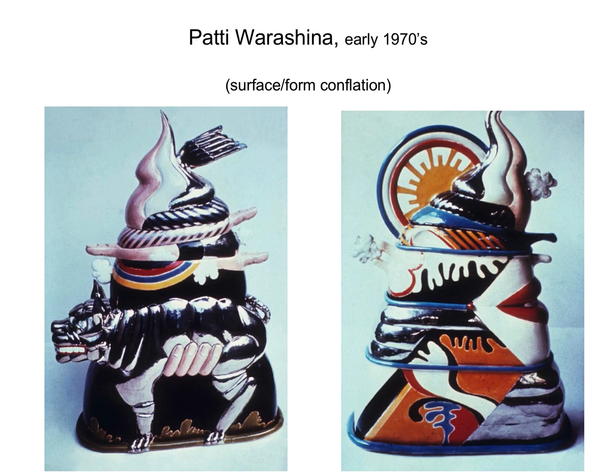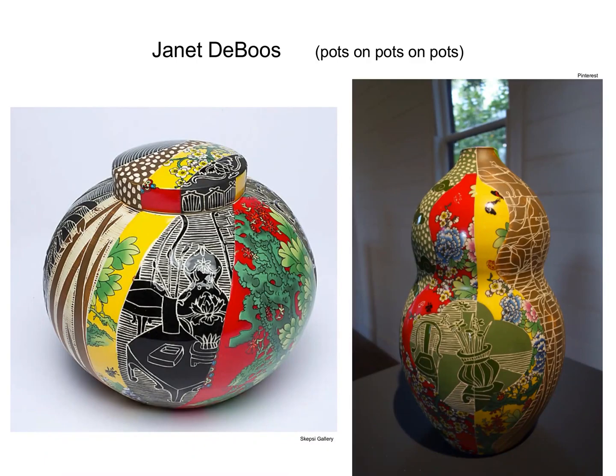I also really like those works by Patti Warashina from the early 1970s, where there is an absolute surface-form conflation. The form gives the surface, and both are intimately connected in ways that are quite specific to ceramics again. And other people like Janet Debus make works with pots on pots on pots, which is an exciting way to connect image and object, 2D and 3D in ceramics.